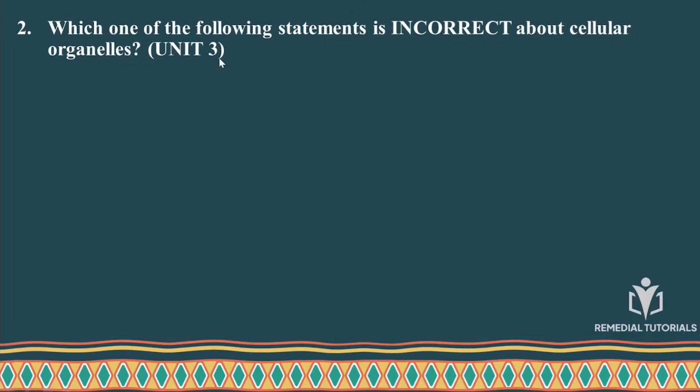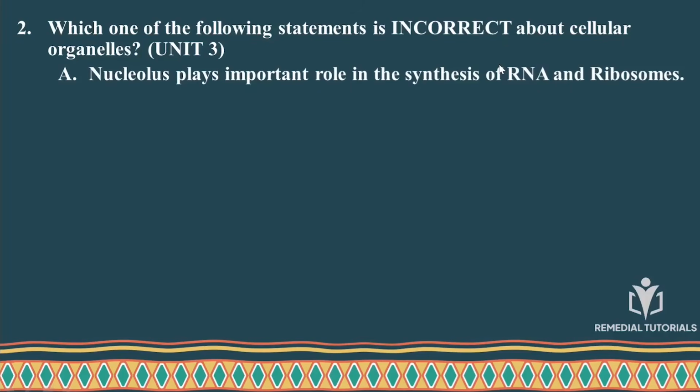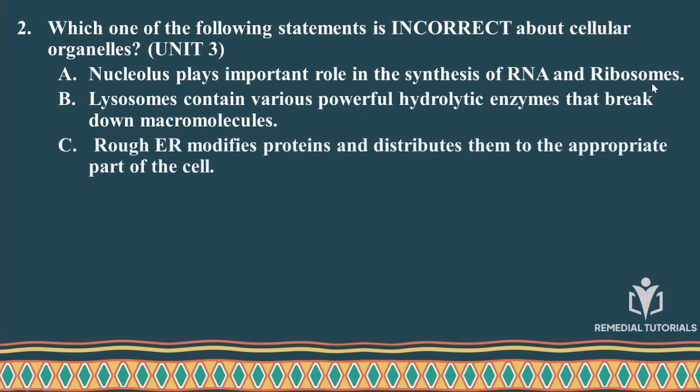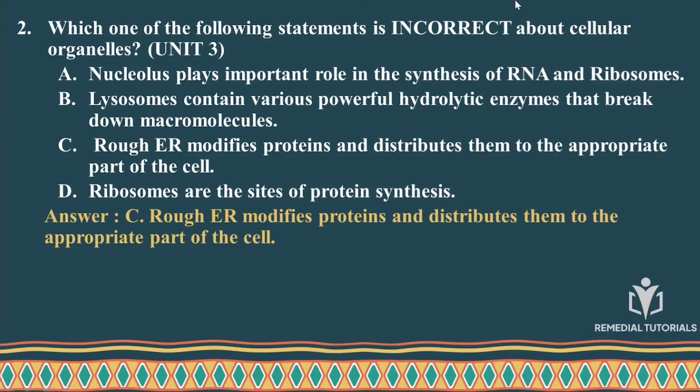The second question: which one of the following is incorrect about cellular organisms? This is from unit 3. A. Nucleolus plays an important role in the synthesis of RNA and ribosome. B. Lysosome contains various powerful hydrolytic enzymes that break down macromolecules. C. RER modifies proteins and distributes them to the appropriate part of a cell. D. Ribosomes are the sites of protein synthesis. Which one of the following is incorrect?